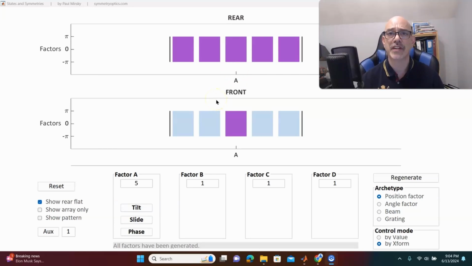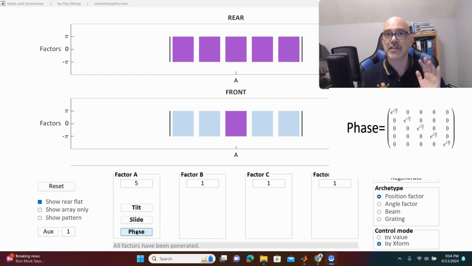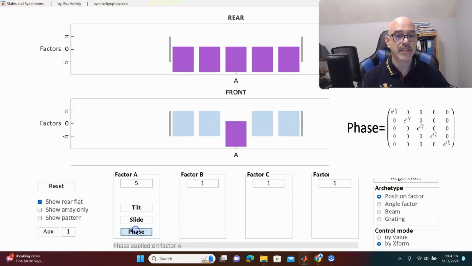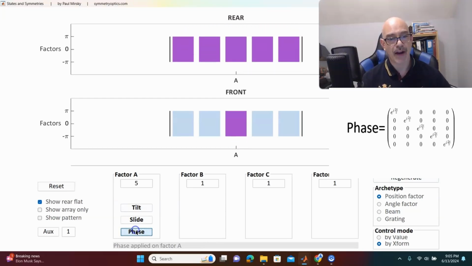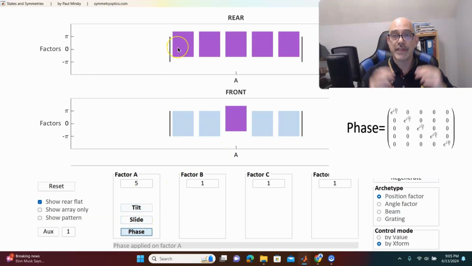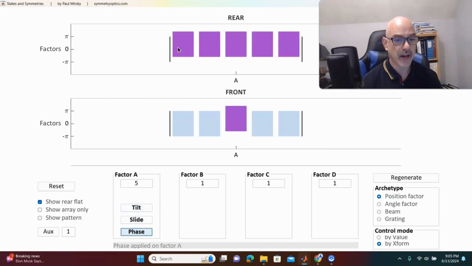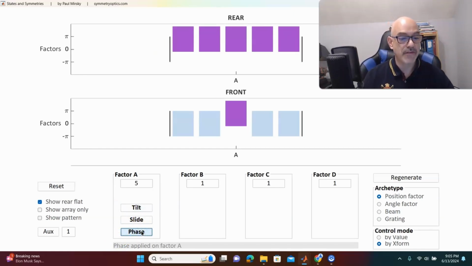What are some of the operations that I can perform on this position state? Well, one operation I can perform is just to add a phase. And because there are 5 positions, there's going to be 5 phases. It's 2 pi over 5, 4 pi over 5, 6 pi over 5, 8 pi over 5, and back to 0. And so what I want to point out is each one of these is a complex number with the same magnitude, and the phase can be read on the left. And if I apply a phase, now all of these complex numbers have the same phase, and it's the phase of 2 pi over 5. Now all of the complex numbers have the same phase of 4 pi over 5.